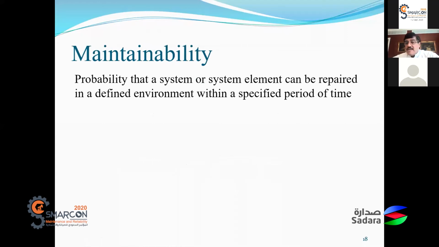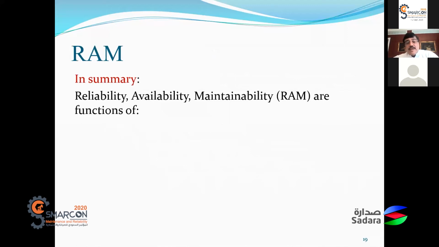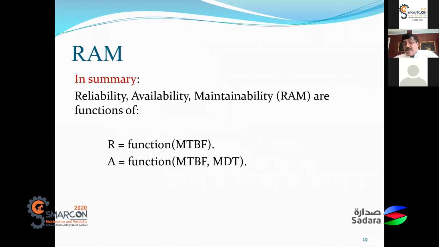Maintainability is a similar concept. It's just the probability that a system or element can be repaired within a specified period of time. You set up a specified period of time. So what is the probability that you will be able to do that? And it's also a function of time. So to summarize, reliability is a function of MTBF normally. Availability is a function of mean time between failure and mean downtime. And maintainability is a function of the mean downtime, basically.